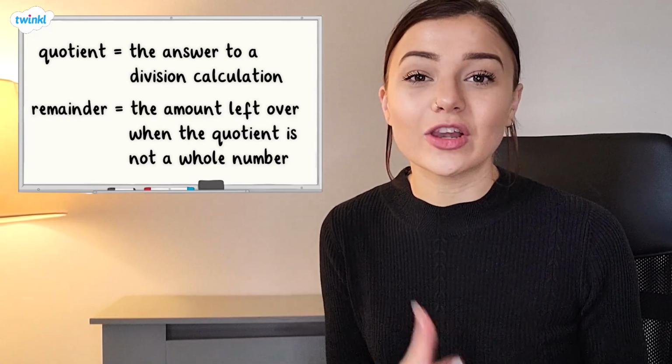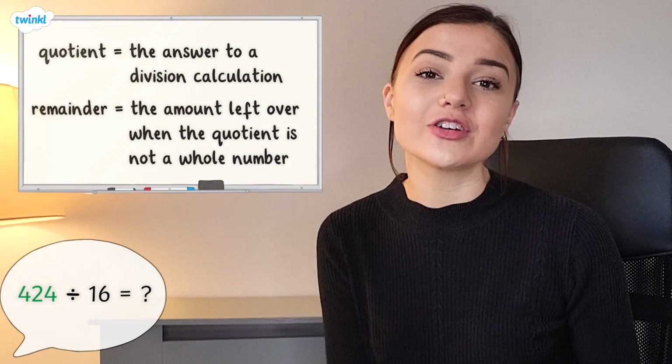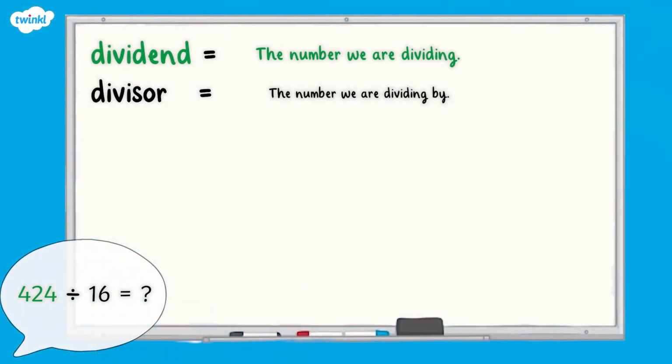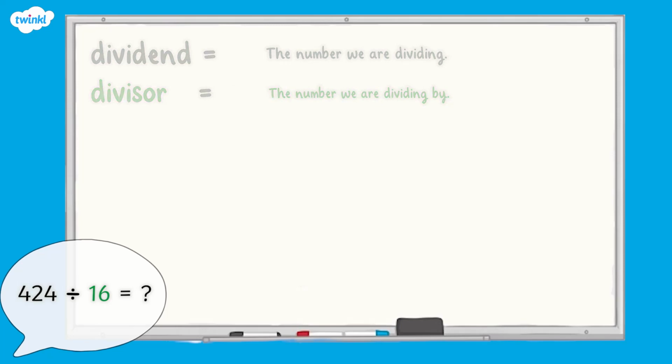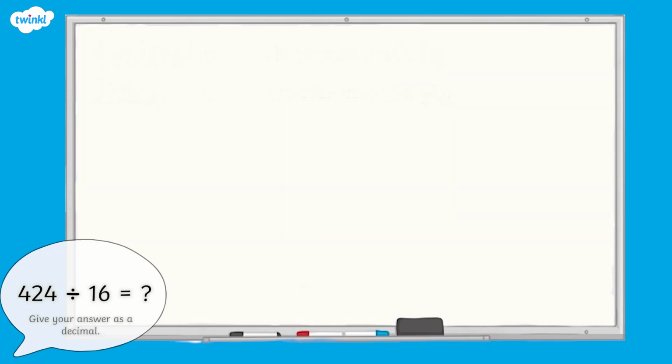Let's start by using the long division method to divide 424 by 16. Our dividend, the number which we are dividing, is 424, and we are dividing by 16, so 16 is our divisor. When we divide by a 2-digit number, it's a good idea to list the first multiples of our divisor first, up to 10 times, so we have these facts to hand.